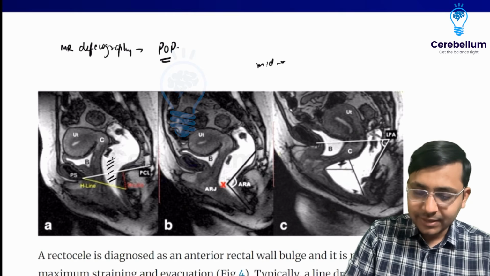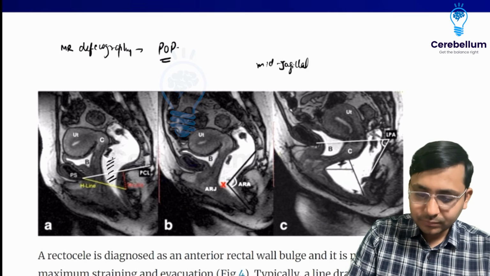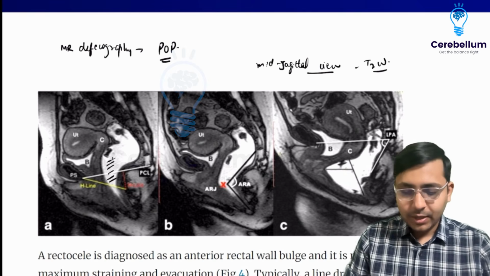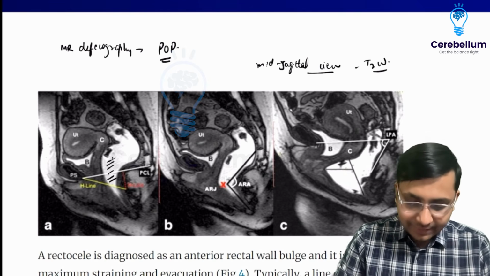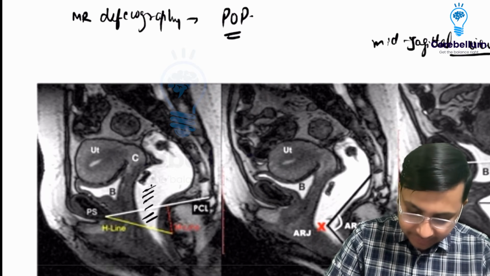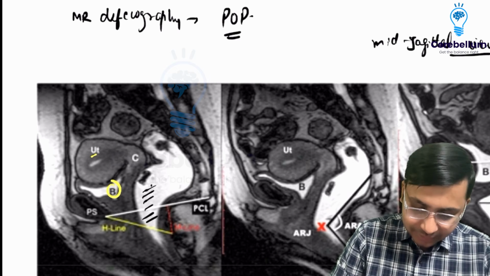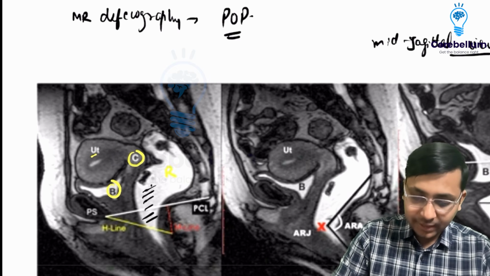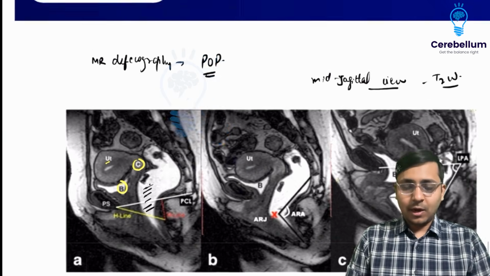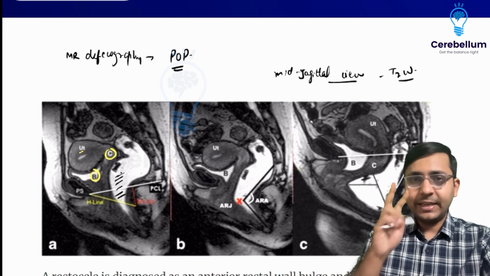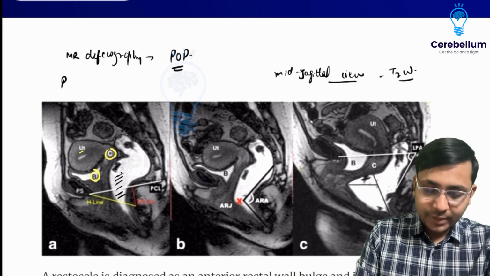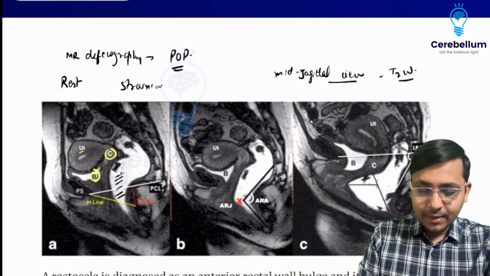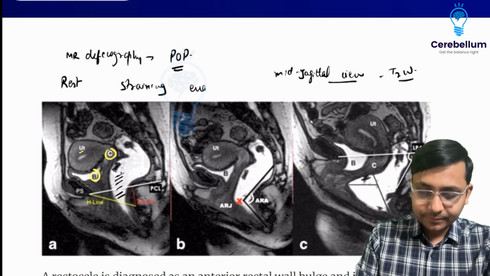We take a mid-sagittal section and a T2 weighted image. So in the T2 weighted image, anteriorly I will see the bladder, which has been highlighted by this B. Then this is the uterus, the cervix. Cervix is an important landmark. And finally, posteriorly, we have the rectum. Now, in MR defecography, we take 3 phases. We image it during rest, during straining, and during evacuation.